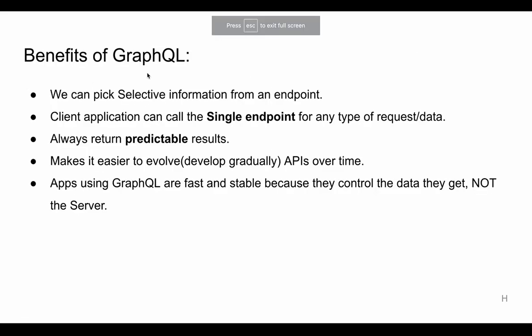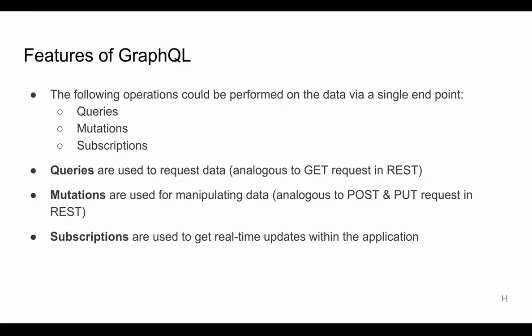Some of the benefits that GraphQL provides us are that we can select selective information from our endpoint, as you have already seen. A client application can call the single endpoint for any type of data. We always get predictable data. As you can see, if I need ID and description, the GraphQL query provides me only the ID and description. So we are getting predictable data. It makes it easier to develop APIs gradually over time. Apps using GraphQL are fast and stable because they control the data they get, not the server.